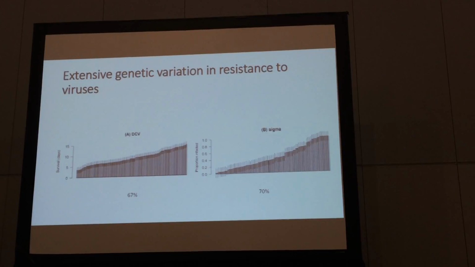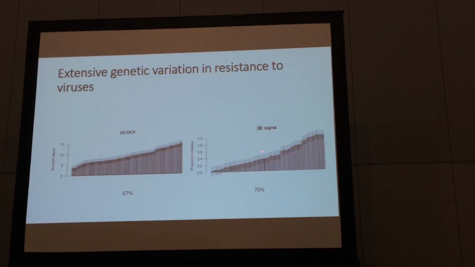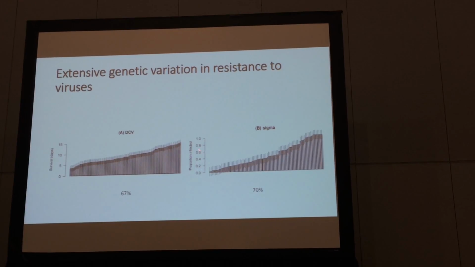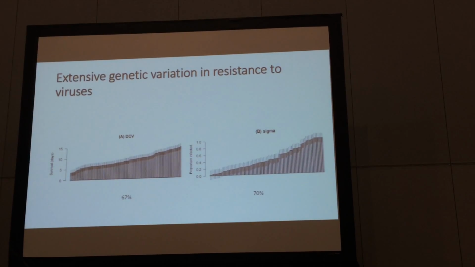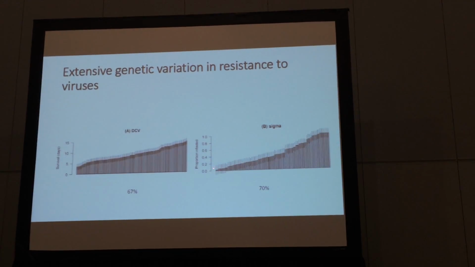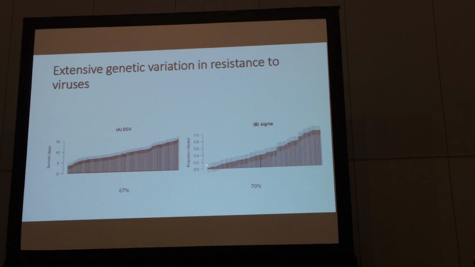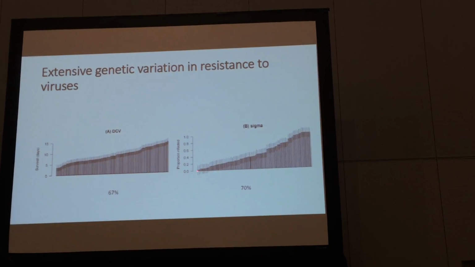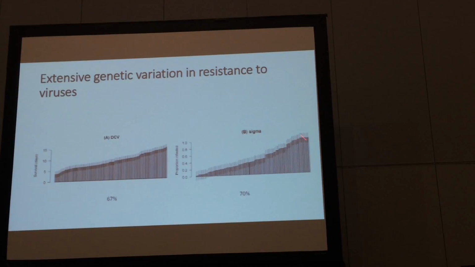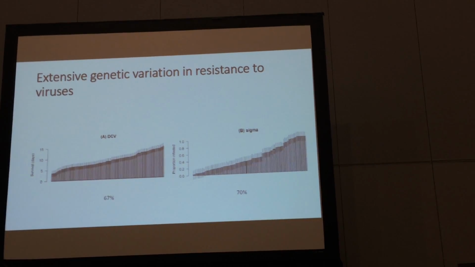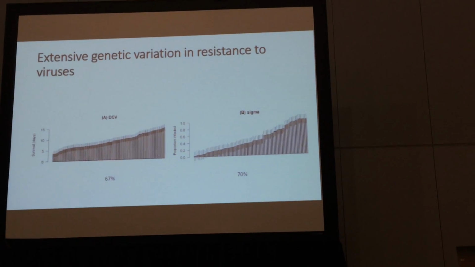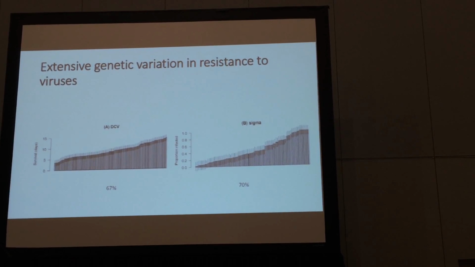For the Sigma virus, we also found a lot of genetic variation. Here I'm showing the proportion of flies that become infected with the Sigma virus 13 days after being injected with the virus. Again, you can see that some lines are really resistant, with almost none of the flies becoming infected, while some lines are super susceptible, with almost 100% of the flies becoming infected. We estimate that about 70% of the variation is genetic, explained by the recombinant inbred line.